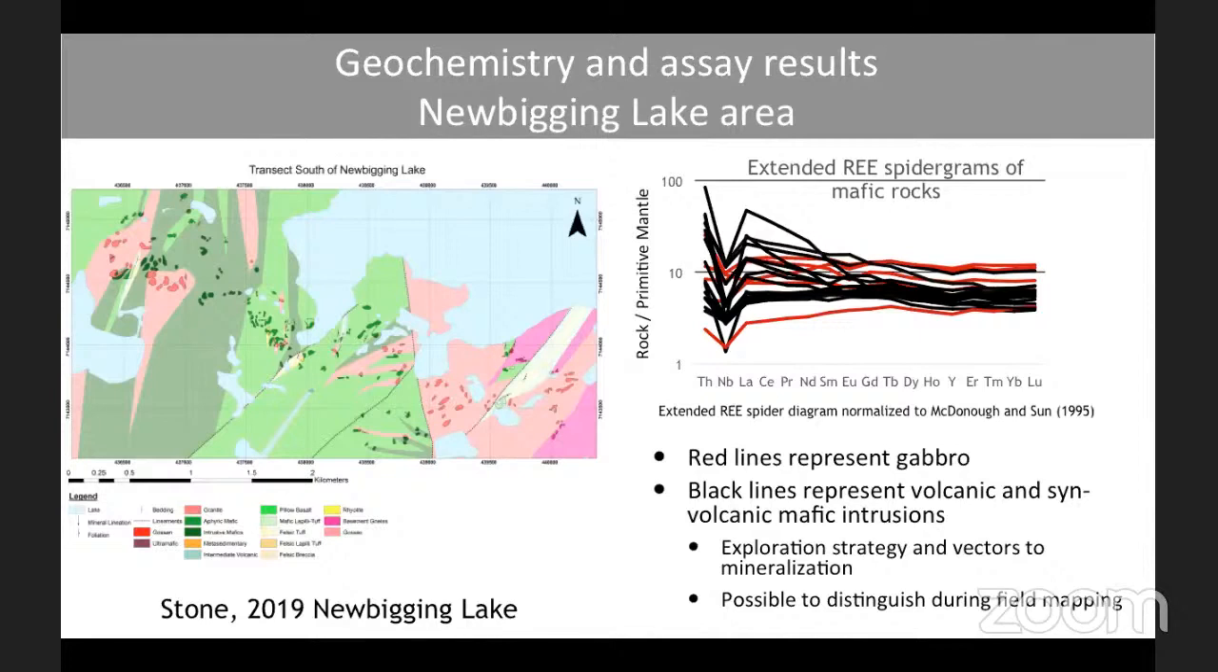There simply aren't VMS showings in mafic plutonic rocks, and I think this geochemistry is going to give us an exploration strategy that at a minimum we can use within the Winter Lake Greenstone Belt, but hopefully can apply to exploration in other areas.